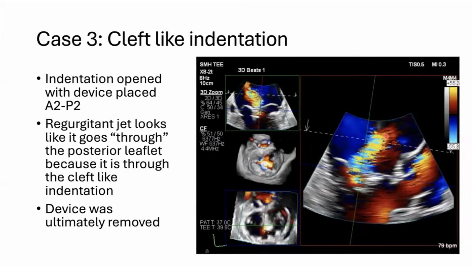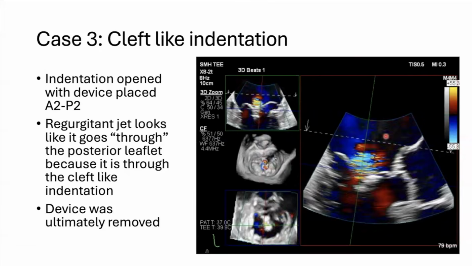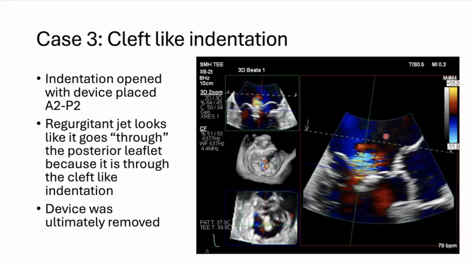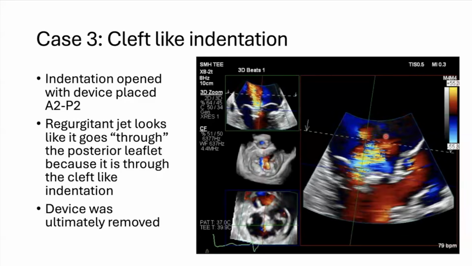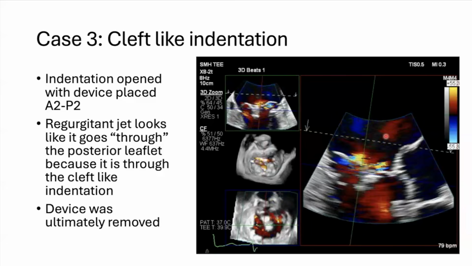And so while it may not be relevant or easy to see on 2D imaging, on 3D imaging, we get a hint that there's something there. And then that helps us with our procedural planning. In this case, we didn't deploy this device. We worked the patient up for a different strategy for fixing their mitral regurgitation because we weren't satisfied with this result.